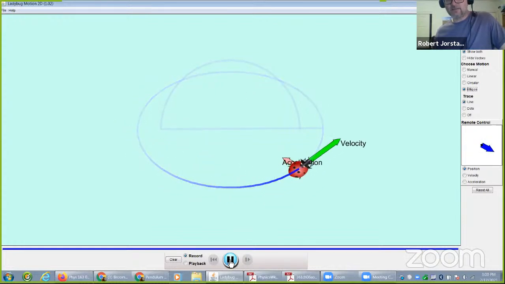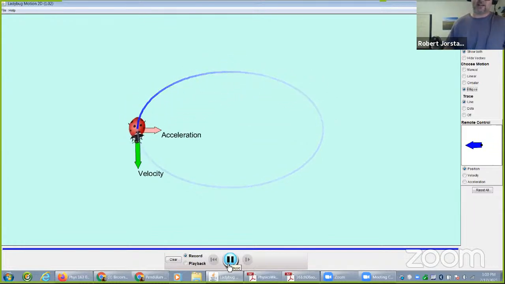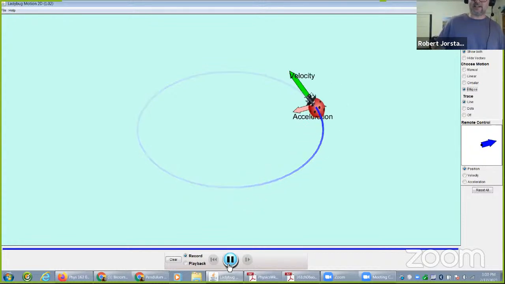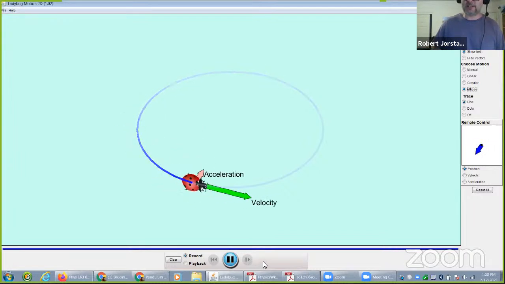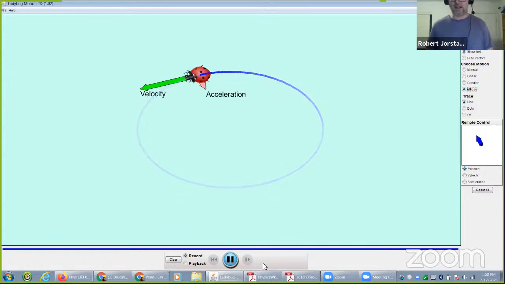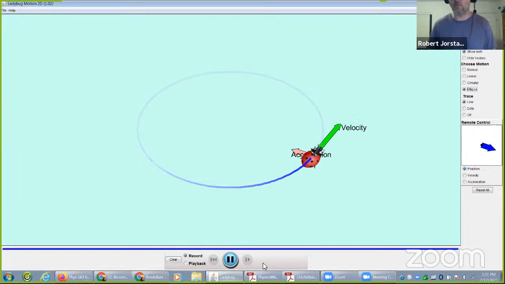So sometimes, like at the very right and the very top and the very left and the very bottom, the acceleration vector tends to point toward the center. But sometimes the velocity is speeding up and slowing down. Notice when the velocity is slowing down, there's a component of acceleration opposite the velocity. And when it's speeding up, there's a component of acceleration with the velocity.